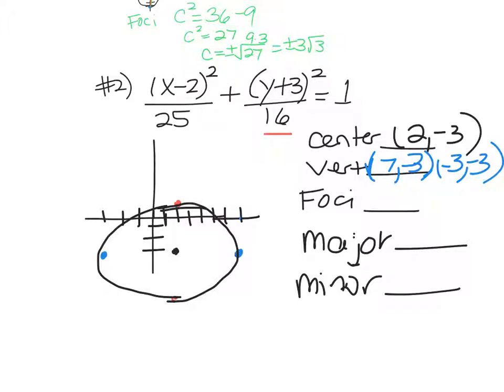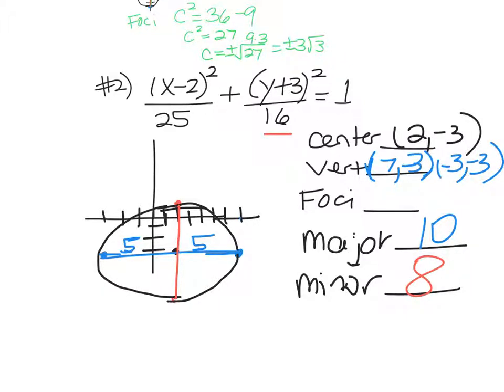Okay, right now we can do the major and minor axis if you'd like to. The major axis is the longer one, and that has a distance of 5 here and 5 this direction. So that would be 10 for the major axis. And then the minor axis is up and down, so that would be a length of what? 8. Good.